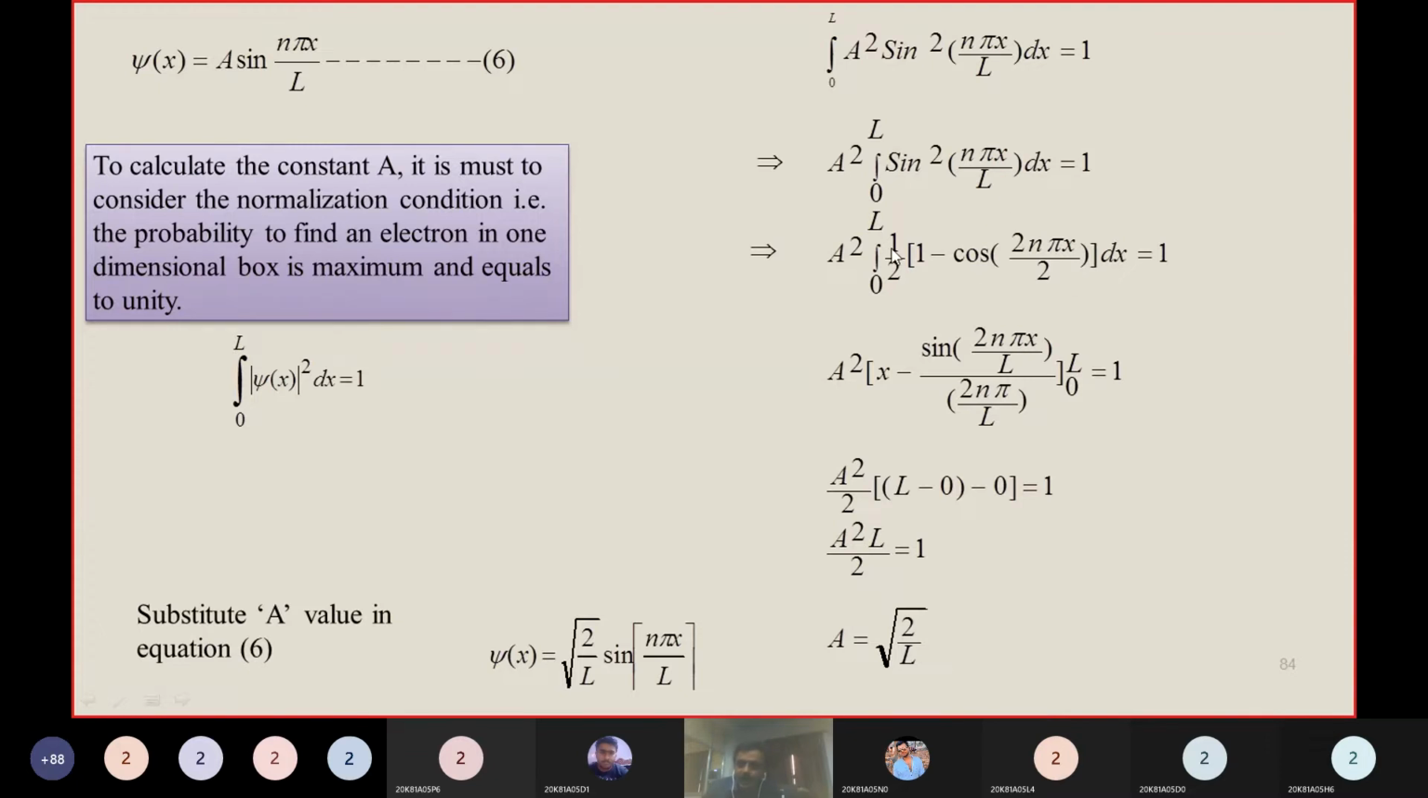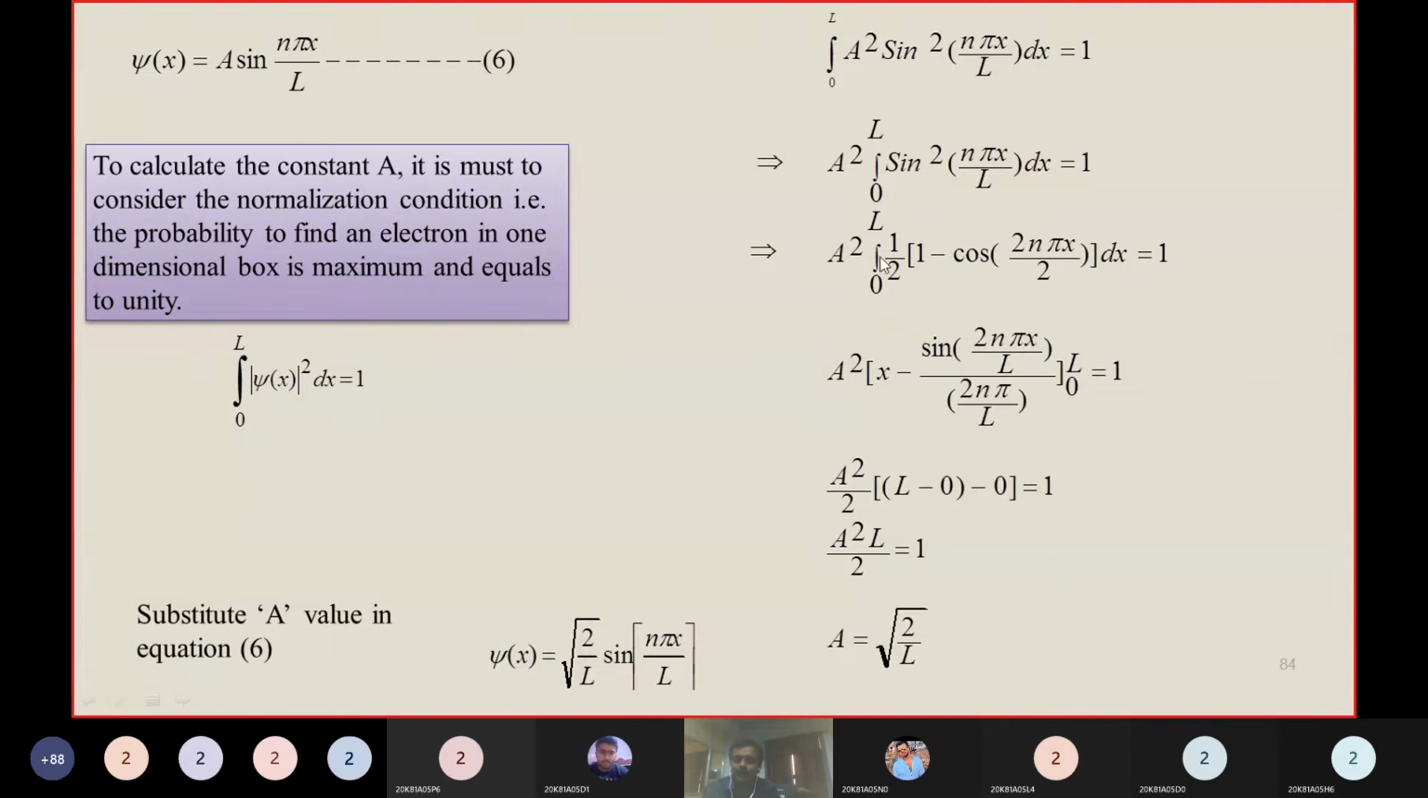Taking 1 by 2 common, sine squared x can be written as 1 by 2 times (1 minus cos 2x). So I am writing it like that, taking 1 by 2 common outside. Now apply the integration to the total term.